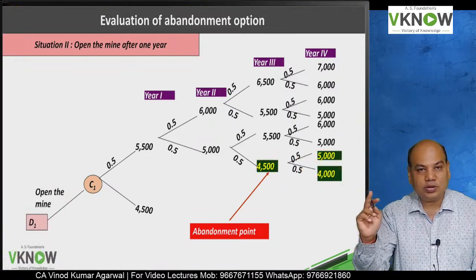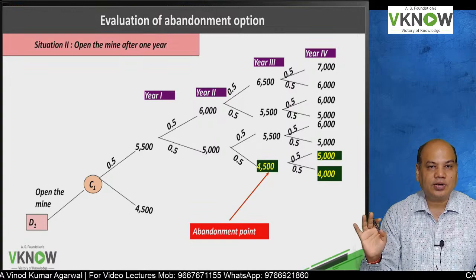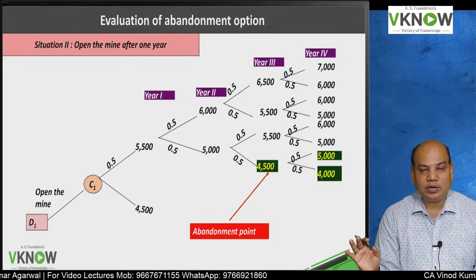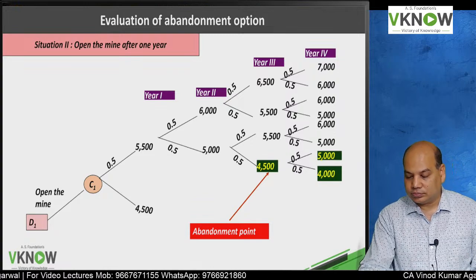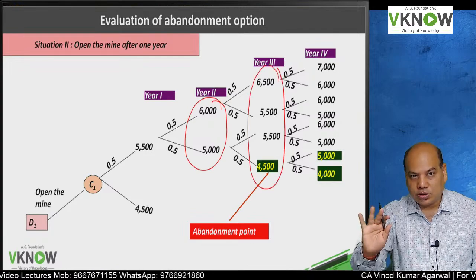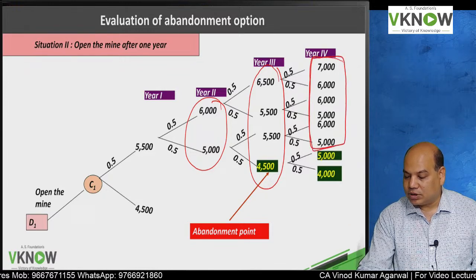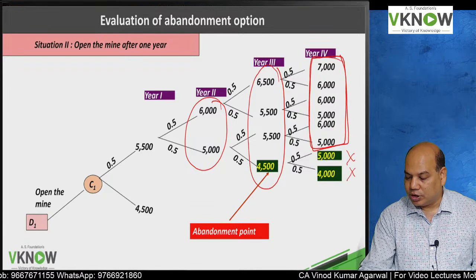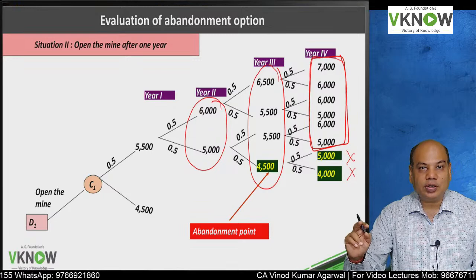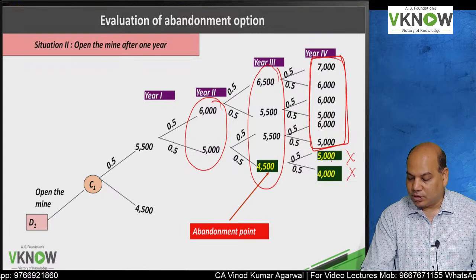So in diagram number 2, go to 4,500, tick mark, and write below abandonment point. That is the point we'll abandon. Now we'll do the same calculation. This cash flow will not change up to year 3. But in year 4, we'll get only these numbers. These 2 will be avoided. Probabilities will remain 0.125 only.